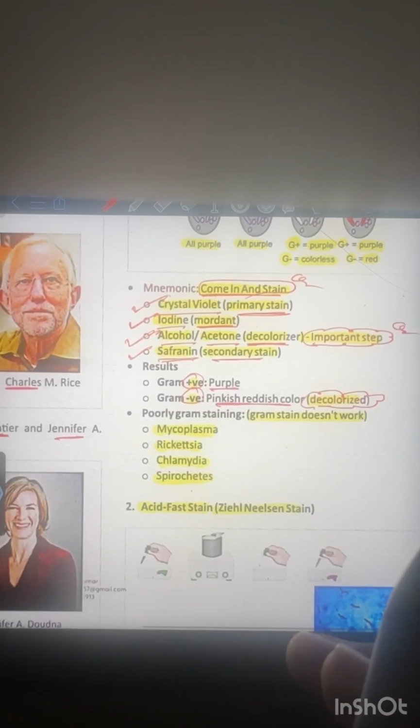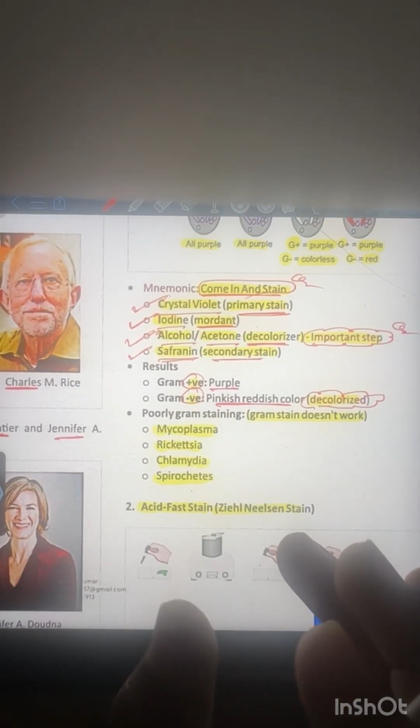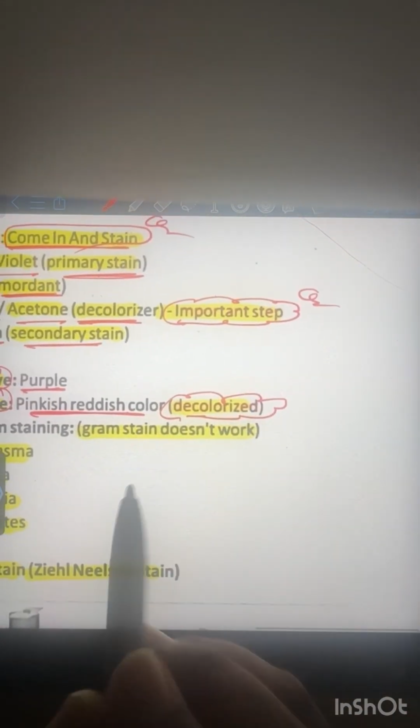That is gram stain. I'll always say something is gram positive, something is gram negative. But is there something which is gram poor? Gram poor staining means you can put it neither under gram positive nor under gram negative. Yes, MRCS is gram poor.